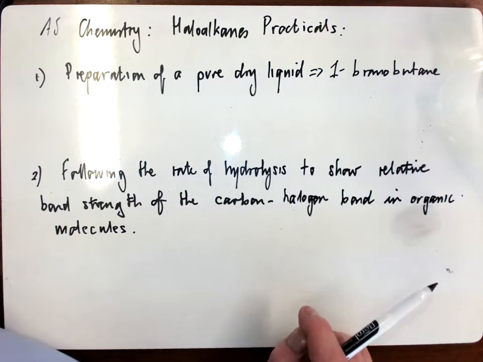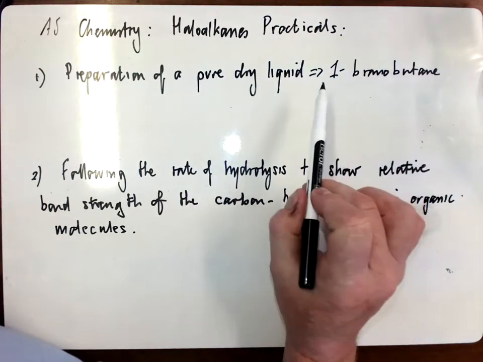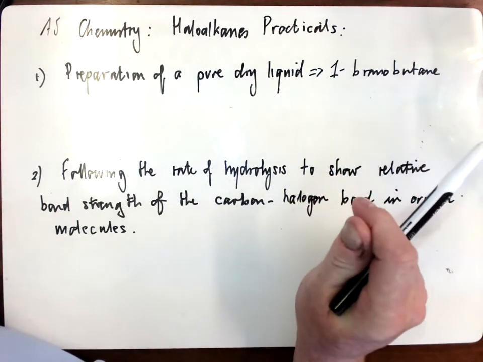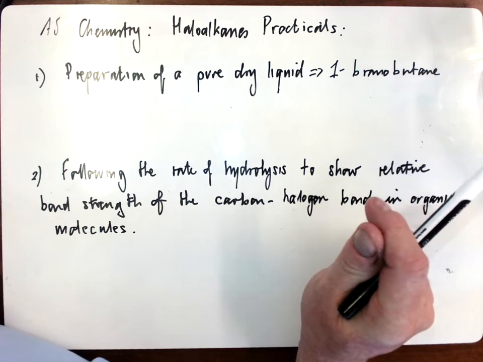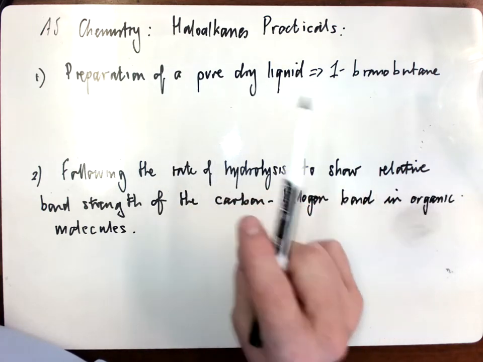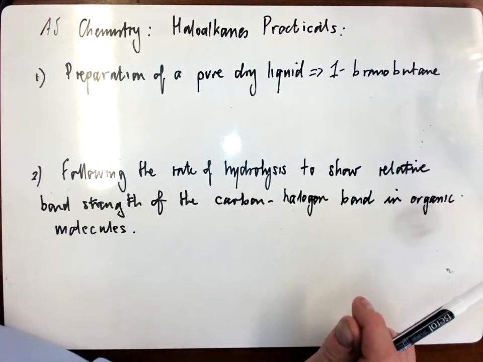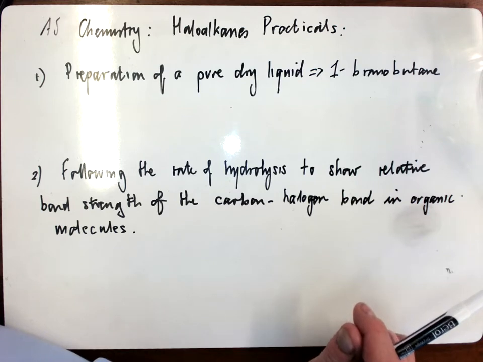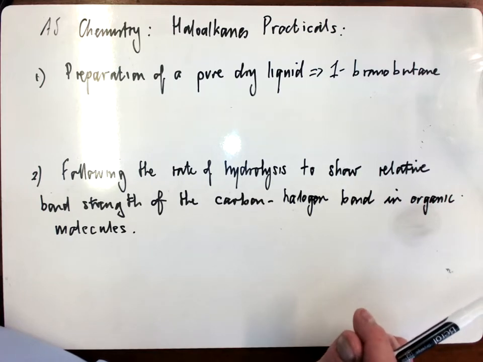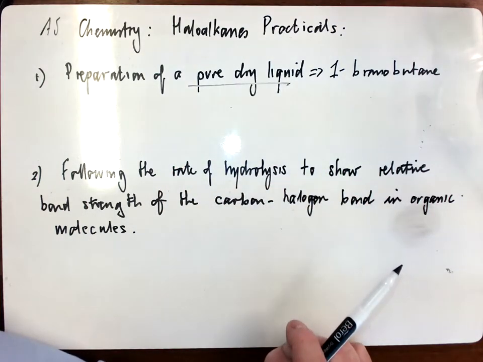So the one on your syllabus is to prepare a pure dry liquid, and the one on the syllabus is of 1-bromobutane, but that can be really any pure dry liquid that the examiner decides to ask you about. The important thing that you need to understand is that the method which you learn here or in your notes or in your textbook is the same method, but it is applied to maybe different reactants and obviously different products. You have to apply that and think on your feet in an exam situation. But the key thing is, it's when you're making a pure dry liquid.